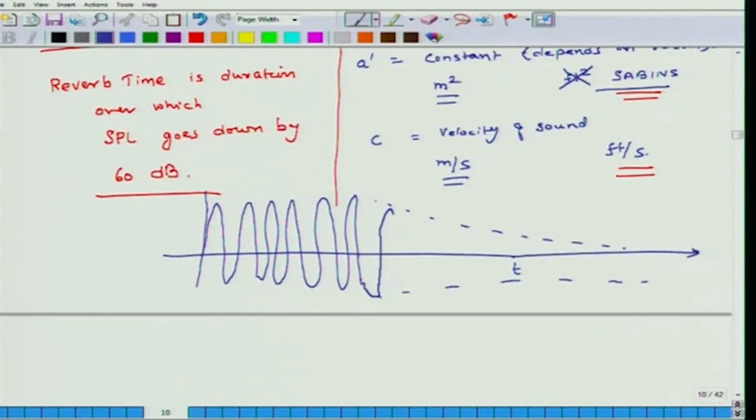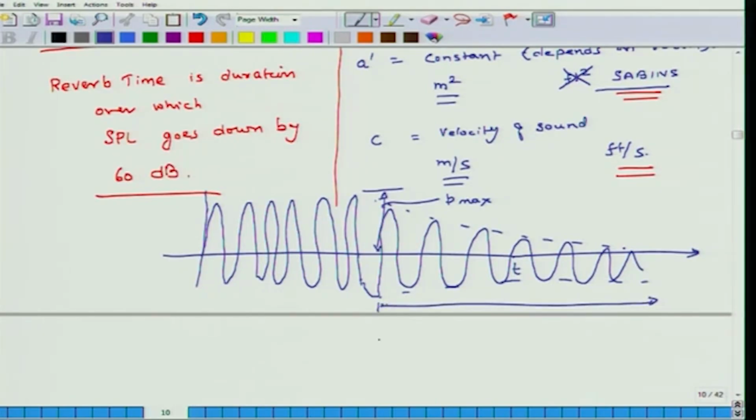So your tone starts decaying. So you make this recording of the pressure signal, and then you say, okay, this is my P max, and then it has decayed maybe after time. So from this P max I start counting time, and then the duration it takes for this P max to go down by 60 decibels, that is the time which I identify, and then I say that is the reverb time of the room. Okay, so that is how I physically measure the reverb time of a room.